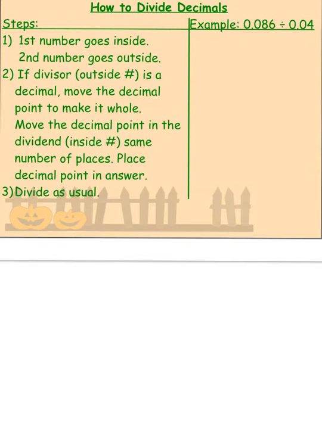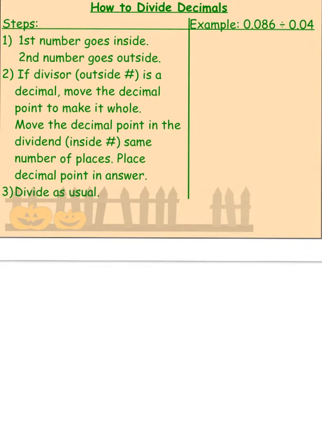So if you move it on the outside, move the decimal point in the dividend, your inside number, the same number of places. Once you do that, place the decimal point in our answer, and you're going to do long division just like what you've always done prior to using decimals. So the only thing on this one is to make sure you're moving that decimal point.